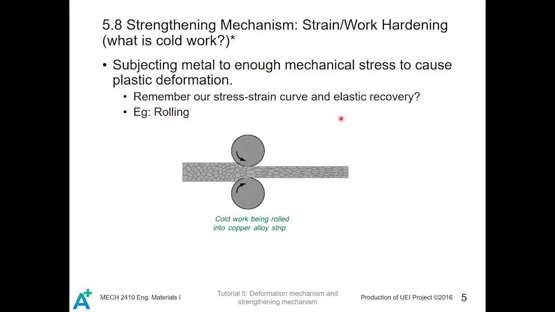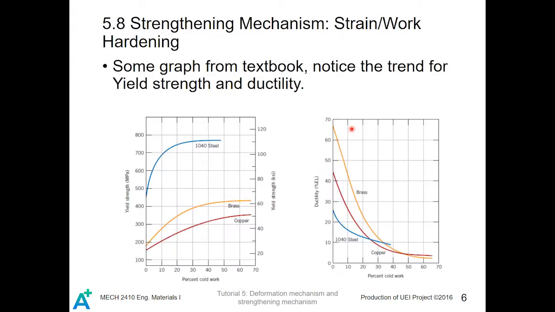So what is cold work? Basically, it subjects the metal to enough mechanical stress to cause plastic deformation. If you still remember our stress-strain curve and elastic recovery, you can see the relations in the stress-strain curve, and you can see that the yield stress is actually increased. One process to do cold work is rolling. Strain work hardening.